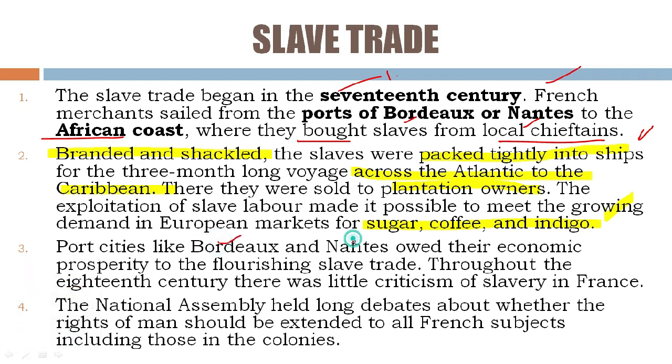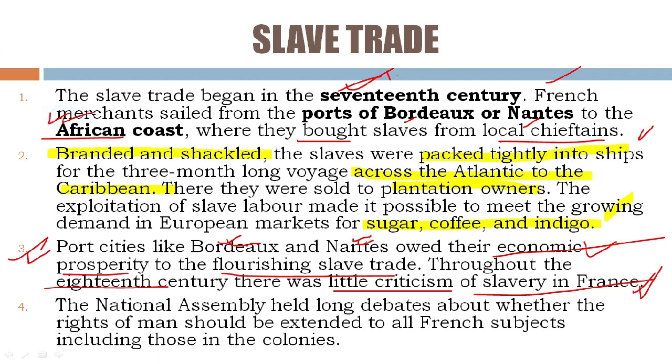Port cities like Bordeaux and Nantes owed their economic prosperity to the flourishing slave trade. Throughout the 18th century there was little criticism of slavery in France. Now again, this is a very important point, students. The slave trade began in the 17th century, and throughout the 18th century there was little criticism of slavery in France. It means that no one was completely against this system, and port cities like Bordeaux and Nantes owed their economic prosperity to the flourishing slave trade, because merchants from these port cities traveled to Africa where they bought these slaves.